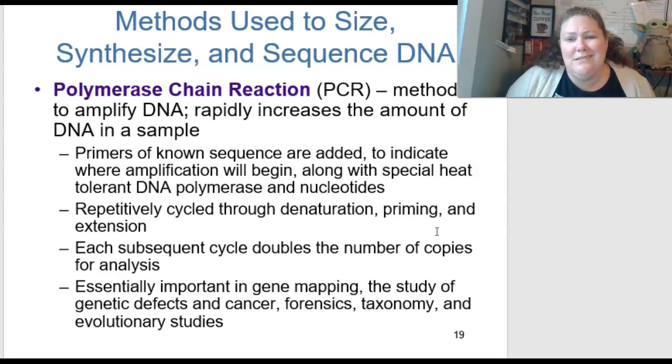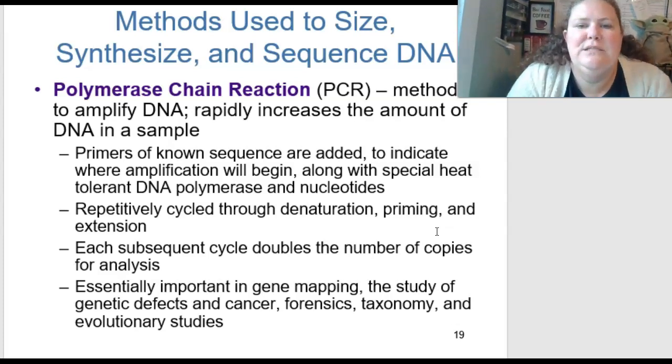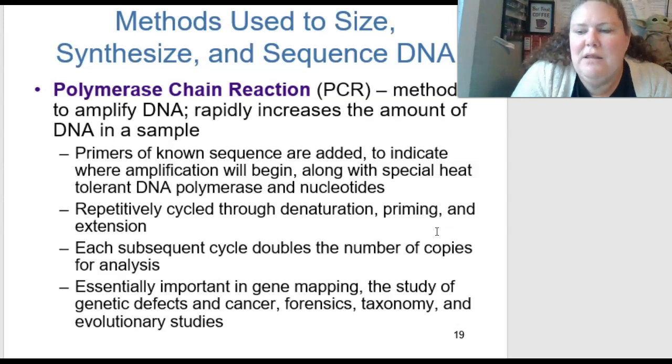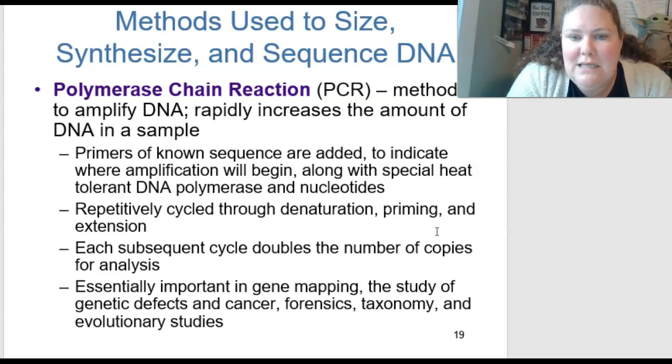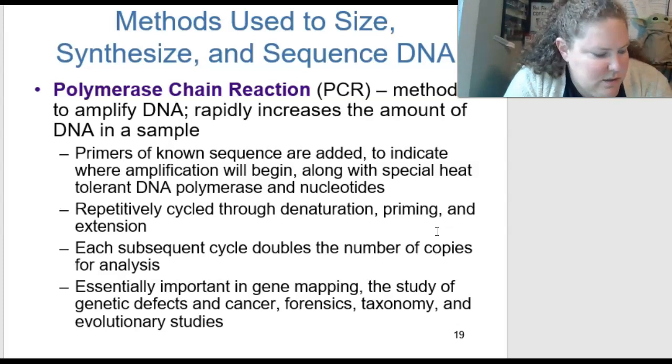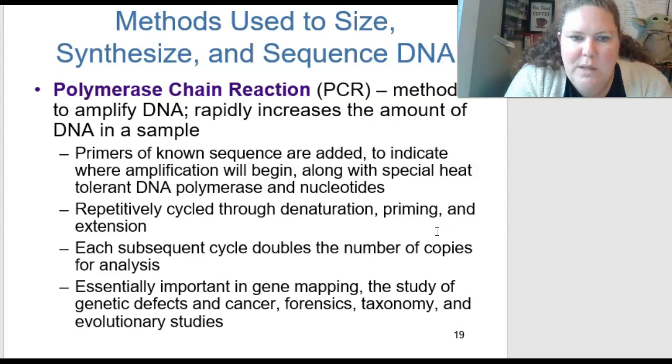So then we move to another very important test, and hospitals actually use this for genetic screening and confirmatory tests for diseases. This is called PCR, which stands for polymerase chain reaction. It is a method that we use to amplify DNA, and it rapidly increases the amount of DNA in a sample, which again is in a test tube, under a very controlled environment.